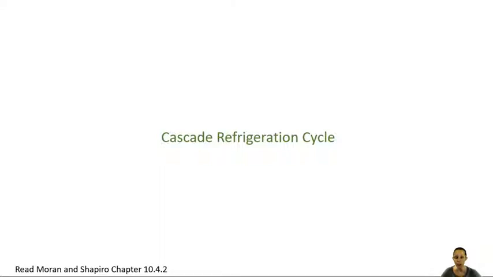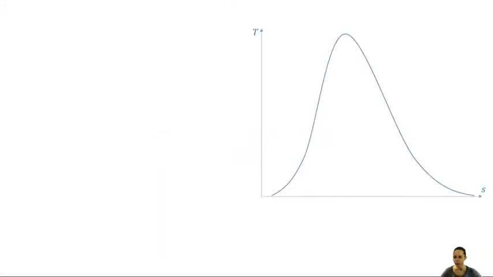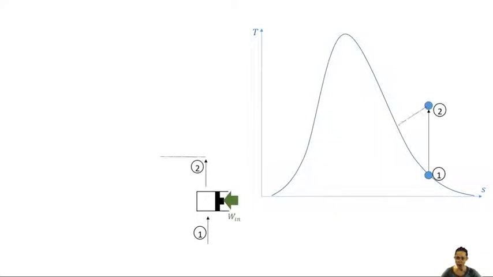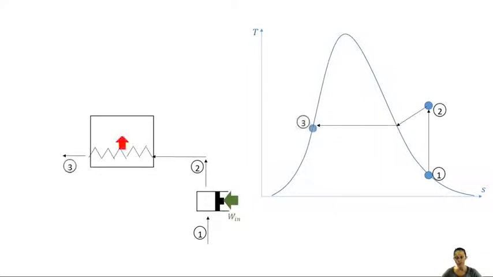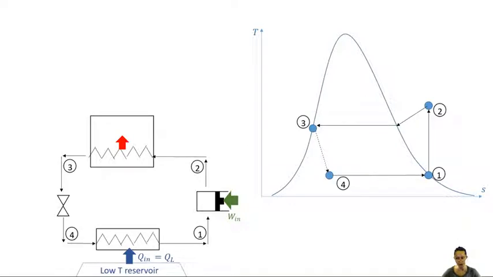In this segment we're going to talk about the cascade refrigeration cycle. From state 1 to state 2, you have an ideally isentropic compression process, then a constant pressure heat rejection process, then an isenthalpic throttling process, and a constant pressure heat addition process within your evaporator from that refrigerated space.